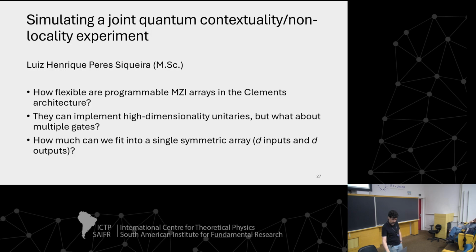And moving on, what we also did was, Luis, who is also in the audience, his problem during his master's was, how do we take this Mach-Zehnder array and do something with it? In particular, do something that is not just apply a big unitary. So we wanted to see if we could simulate doing a contextuality and non-locality experiment fully on chip. Can we do this with this kind of programmable chips? And the answer is yes.